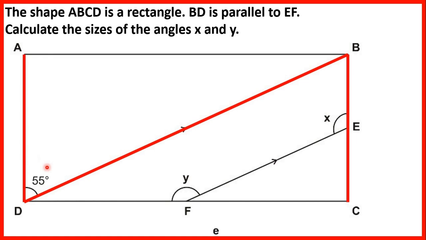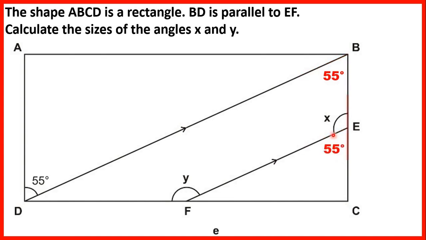So we know that this angle here is 55 degrees, and we can see that we have a Z angle. So this angle will be 55 degrees as well, because angles inside the Z will be the same size. Now here we can see that we have angles on parallel lines. This little arrow tells us that this line is parallel to this line, and we're told that they're parallel in the question. So if this angle is 55, this angle here will be 55 as well.